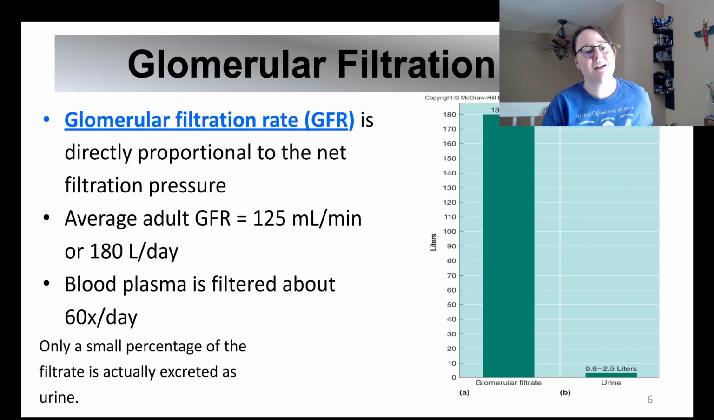Anyway, so glomerular filtration rate, or GFR, is directly proportional to the net filtration pressure. So, yep, everything has to do with pressure. An average adult GFR is about 125 milliliters a minute, or about 180 liters a day. Test question. And the blood plasma is filtered about 60 times a day. Test question.